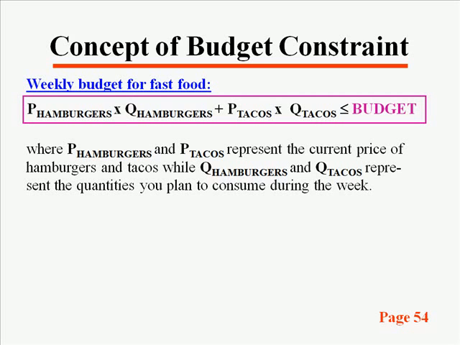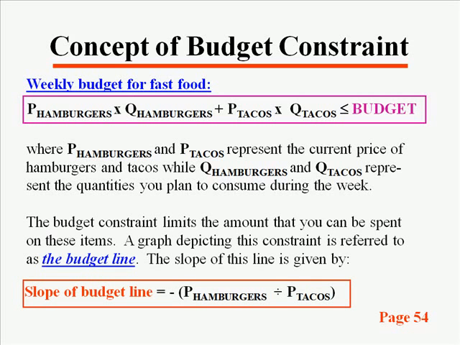So what we're doing is we're looking at how many hamburgers can I have and how many tacos can I get given their prices and how much money that I have. So the budget constraint is going to limit how much you can spend on these items. And the graph is going to be referred to as the budget line. The slope of this line is going to be negative the price of hamburgers divided by the price of tacos.